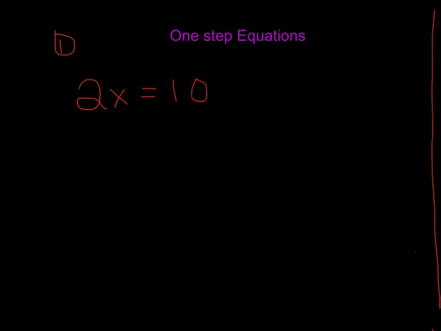Alright, so first of all, we've done one-step equations before. All they're asking you is 2 times what is going to give me 10. So obviously we know that 2 times 5 is going to give me 10. But let me show you the work behind this.